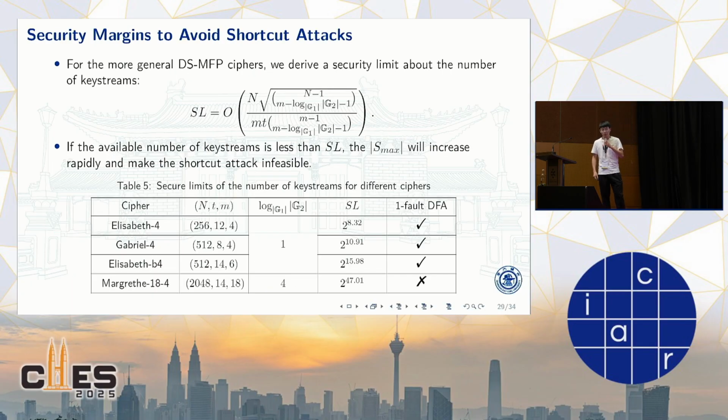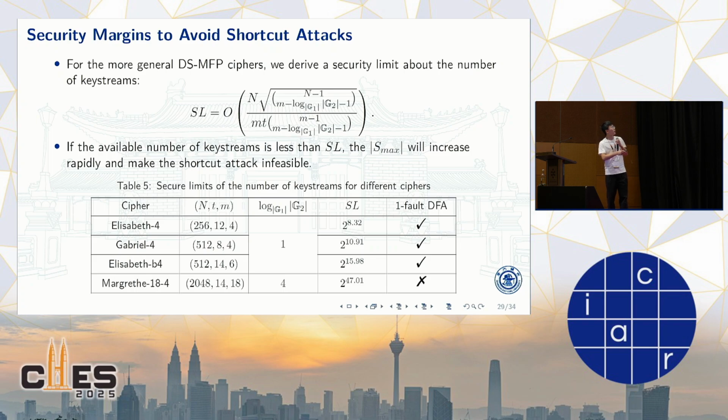Besides the attack, we also try to give a theoretical analysis to see how the general DSGF NFP ciphers resist our shortcut attack. In particular, we derive a security limit about the number of key strings, the SL. And if the available number of key strings is less than the SL, then we cannot generate a proper merging path, and the candidate key set will increase rapidly, which will make our shortcut attack invisible.